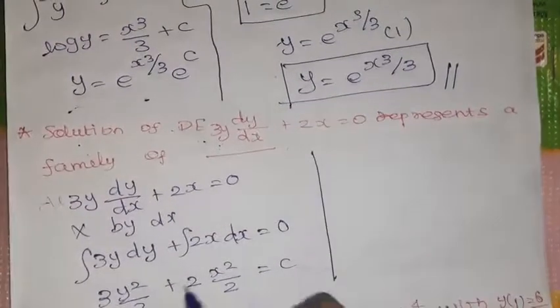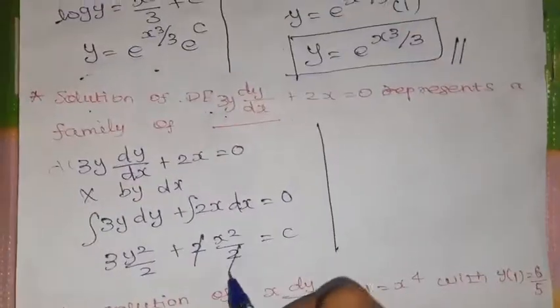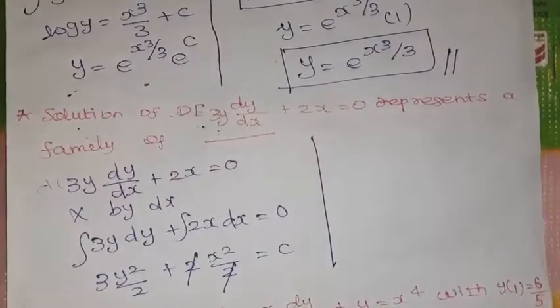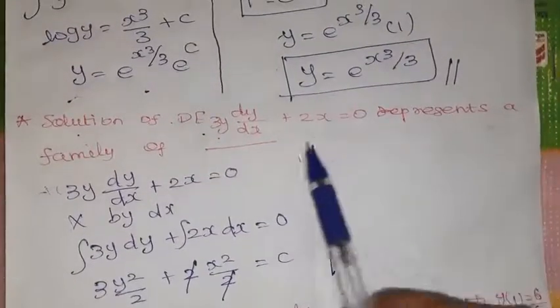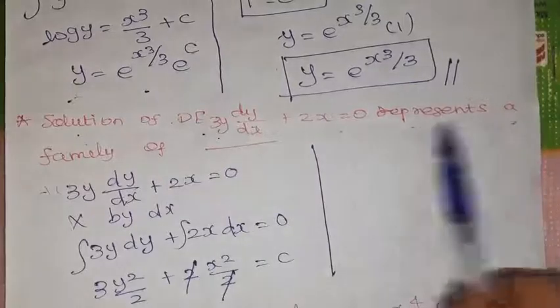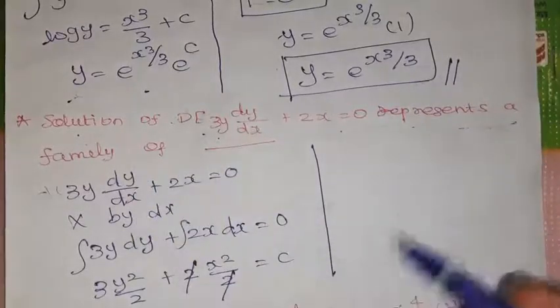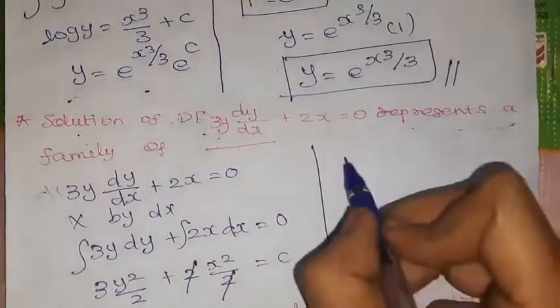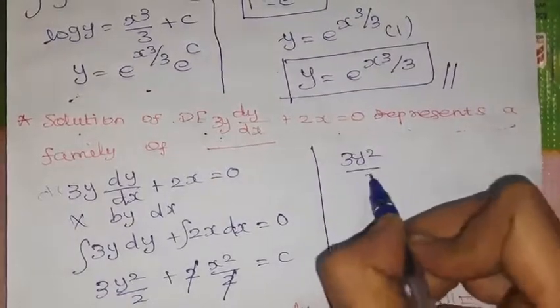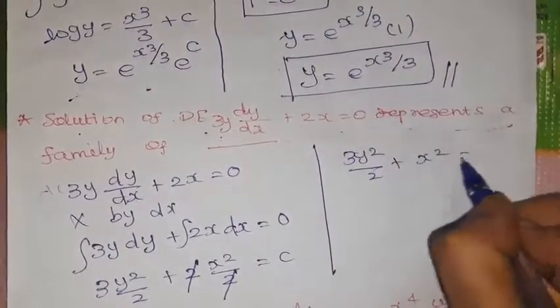Then what we need to do? 2 and 2 get cancelled. What is given in the question? This differential equation represents a family of... we need to find out which family. We'll see: 3y squared by 2 plus x squared equal to c.